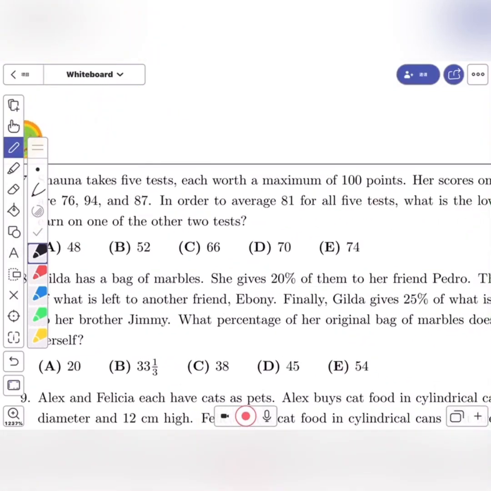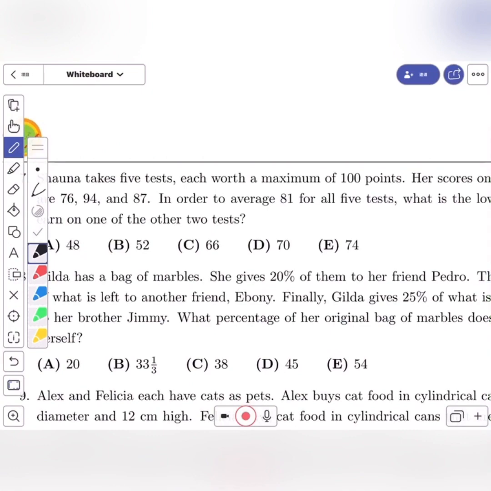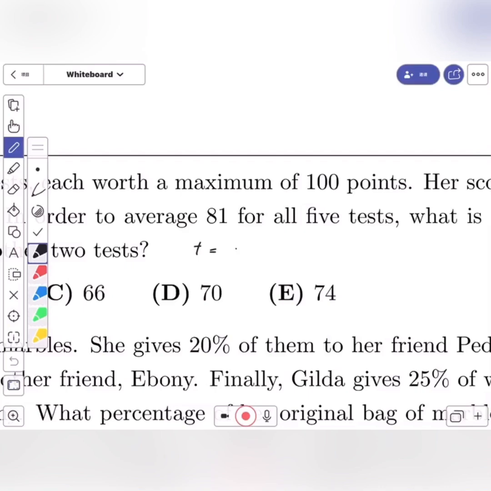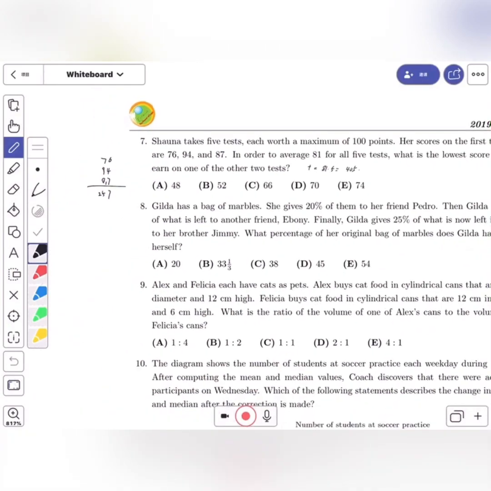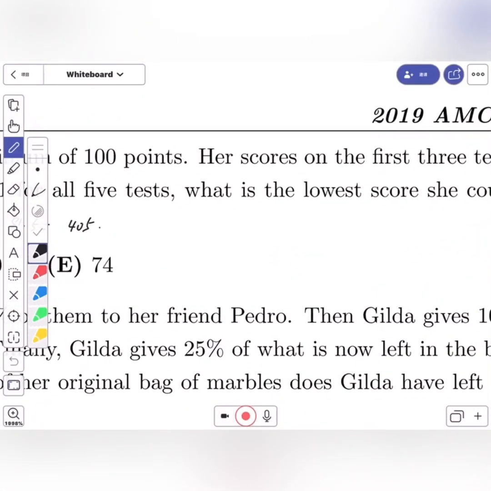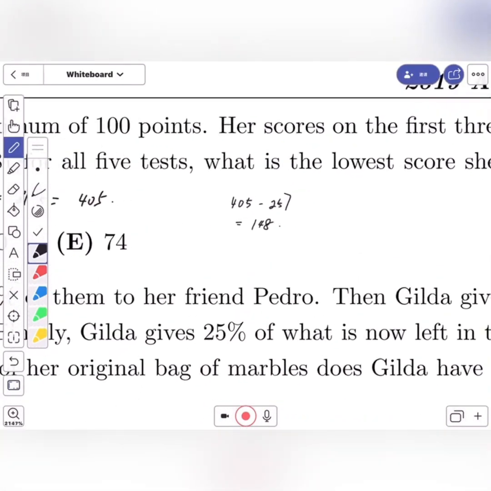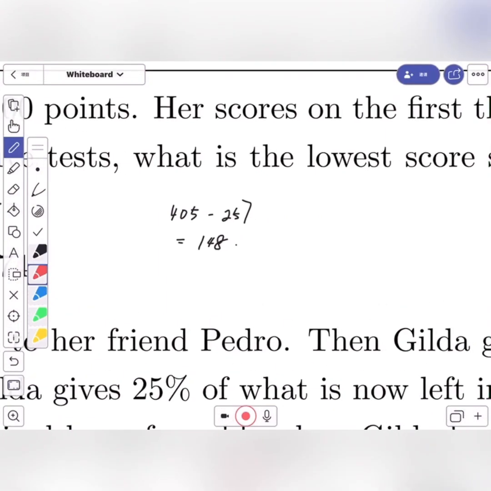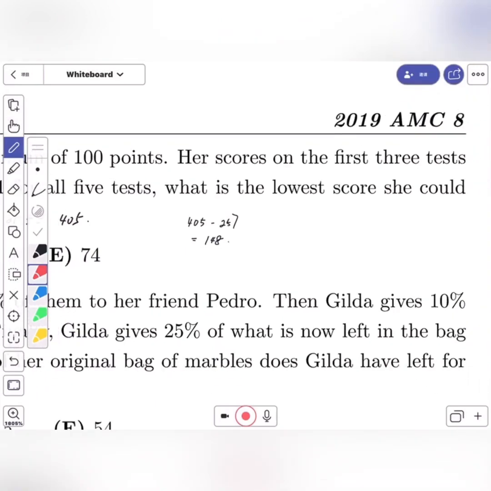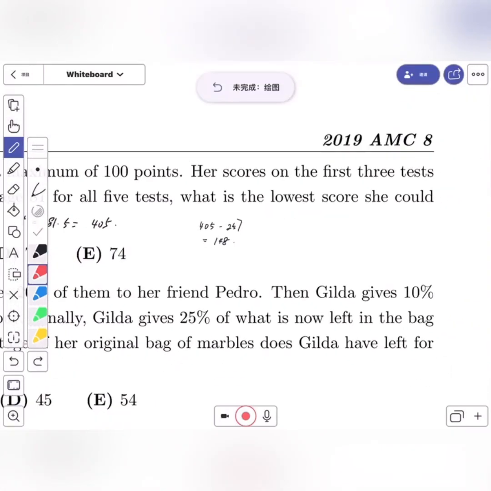And now we notice that we want to average 81 for all 5 tests, which basically means that the total is going to be 81 times 5, which is 405. Right. So what that means is that the 2 remaining tests are going to have a sum of 405 minus the first three test scores, which is 405 minus 257, and that is 148. And now we want two scores adding up to 148, and we want to find the minimum score that he could have on one of the tests.